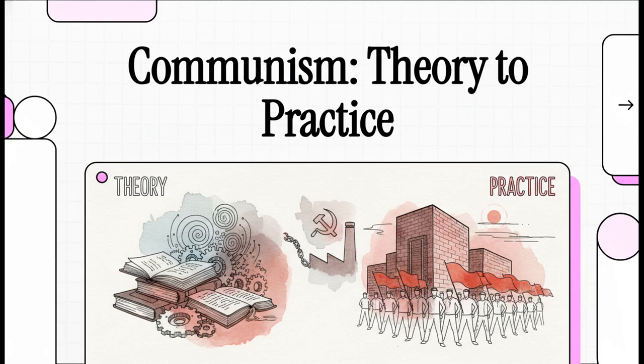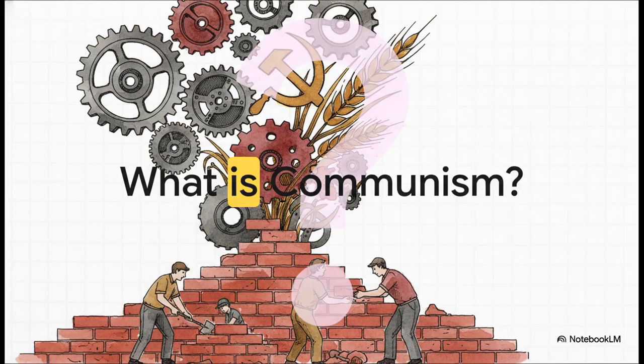Communism. You've heard the word a million times, right? It's shaped entire nations, kicked off revolutions, and pretty much defined a whole century. But behind all the headlines in the history books, what does it actually mean? Well, in this explainer, we're going to unpack that exact question. We're going to trace the idea all the way from its theoretical roots to how it plays out in the real world. So, let's just start at the very beginning.